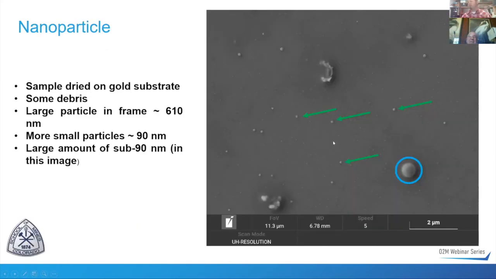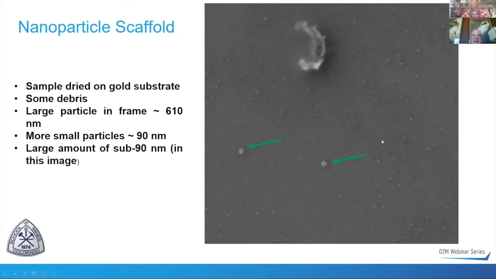So we had nanoparticles. These are scanning electron micrographs from Mines. This is one picture where we see in blue here, there's a big guy, he's around 600 nanometers. There's lots of these smaller guys, around 90 nanometers, and then a good chunk of sub-90s, and some debris here from the sample, and it was just dried out on a gold backing for the SEM. And then this is just a zoom in of these guys. This is what we were working with for this project.